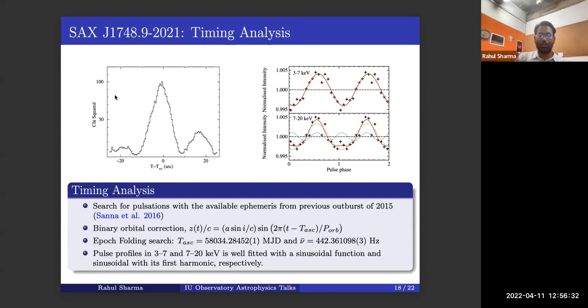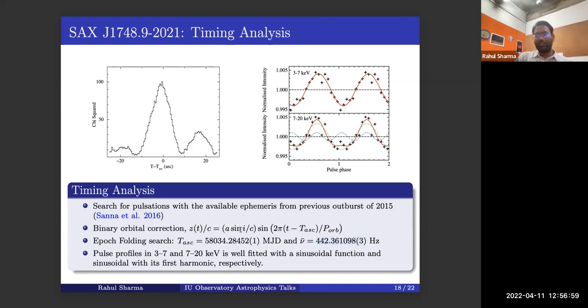So this is a plot which shows the epoch folding result for different ascending nodes. We found that at this value, we can detect a very clear pulsation where the chi-square is maximum. With this, we updated the epoch, and we started to look for the average pulsation from the full data set and found the average pulsation at this hertz.